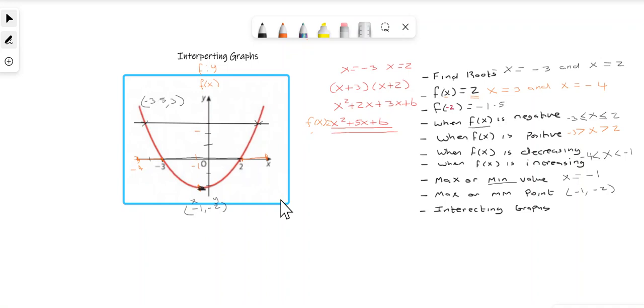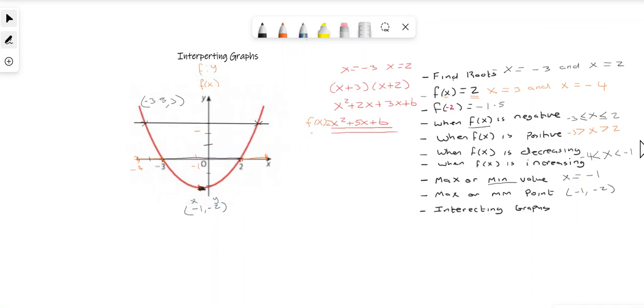So again, it's important that when you're looking at graphs like this, you're able to interpret them and you're able to take information from the graphs.